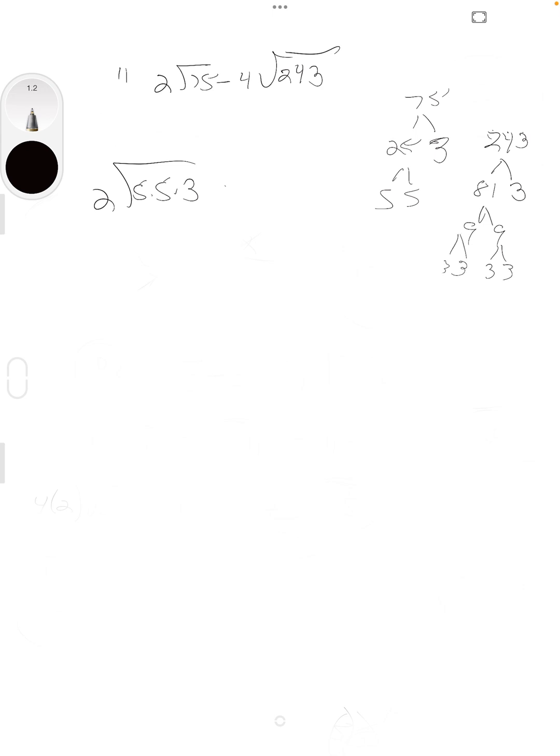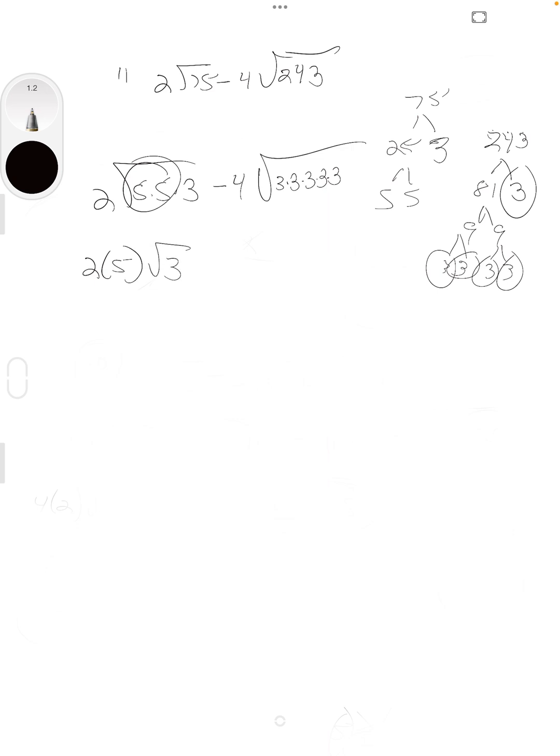So this is going to be 4 root 243, which is going to be 1, 2, 3, 4, 5 3s. 3 times 3 times 3 times 3 times 3. And that's what it is. So now I have 2 5s, so I'm going to pull them out. So I have 2 times 5 times root 3 minus 4. And I have 1, 2 3s to pull out. And I end up with a root 3 in the middle.